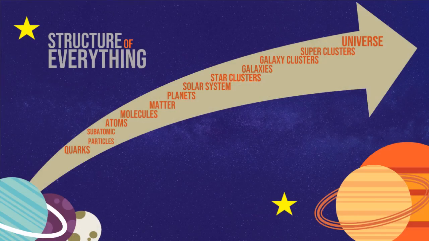This structure of everything includes the smallest unit in the universe up to the whole universe itself. Starting from the quarks, subatomic particles, neutrons, protons, and electrons, the atom, molecules, and matter. And these small units comprise the planets, our solar system, star clusters, galaxies, galaxy clusters, and lastly the superclusters. All in all, the structure of everything includes all of these things that form our universe as of today.